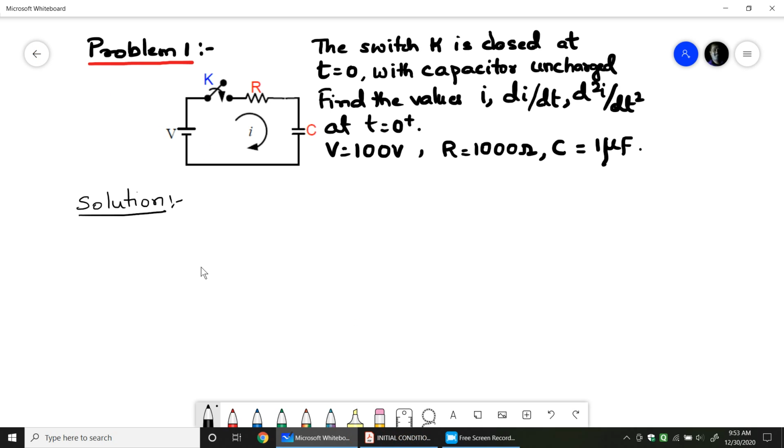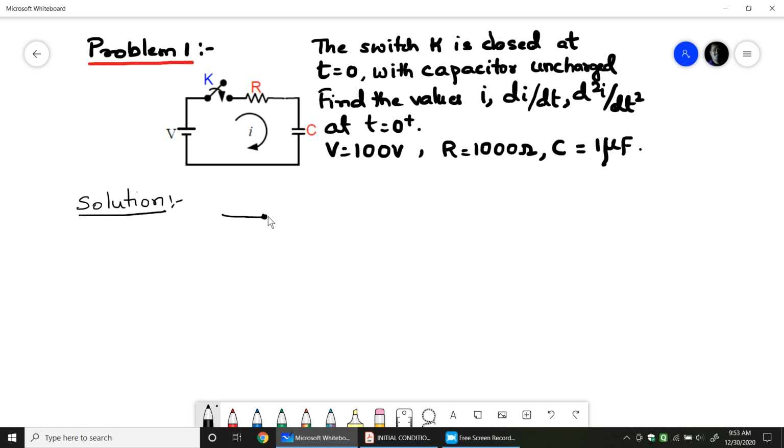Okay, so in this problem they're asking to find out the values of I, di by dt, d square I by dt square at t equals 0 plus, and they say that the switch K is closed at t equals 0 with the capacitor initially uncharged. Okay, so the capacitor is initially uncharged. Now we'll try to write the circuit when the switch is closed.